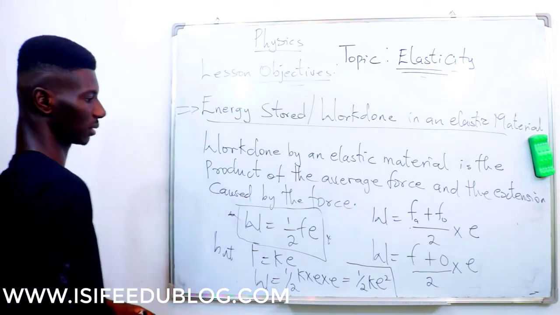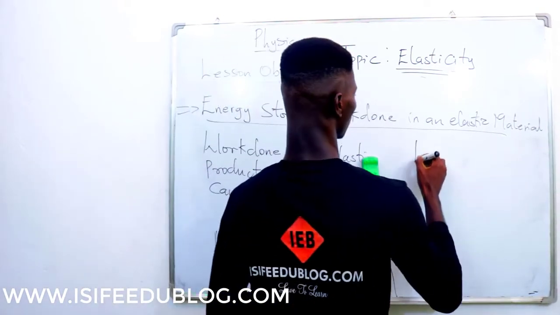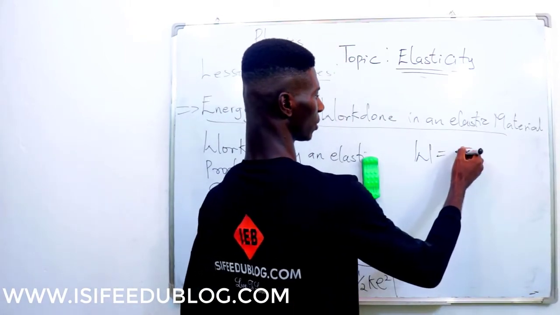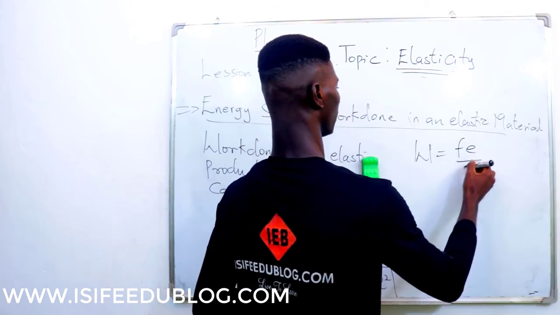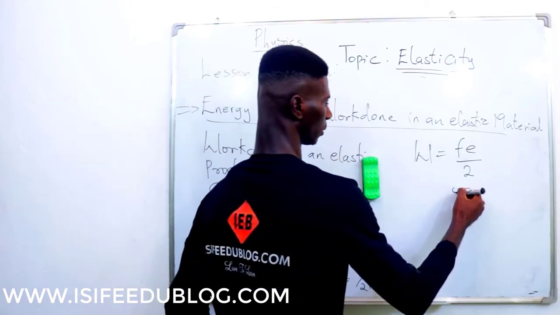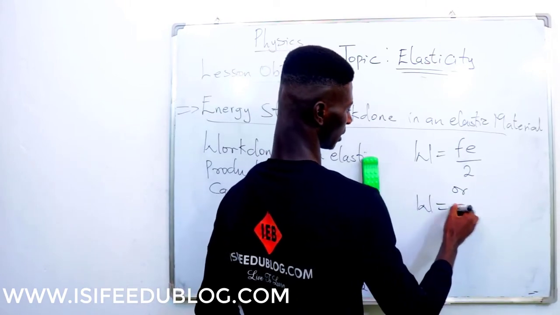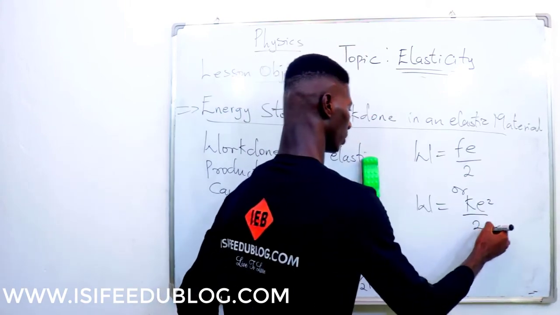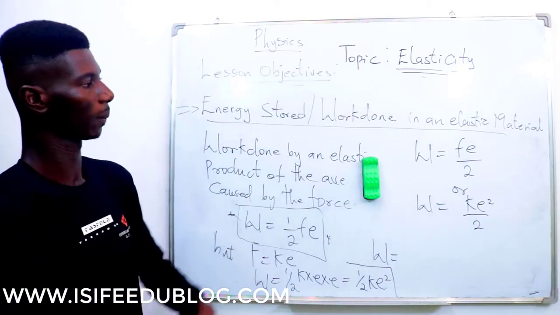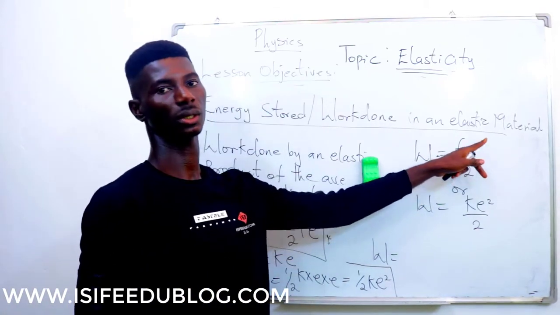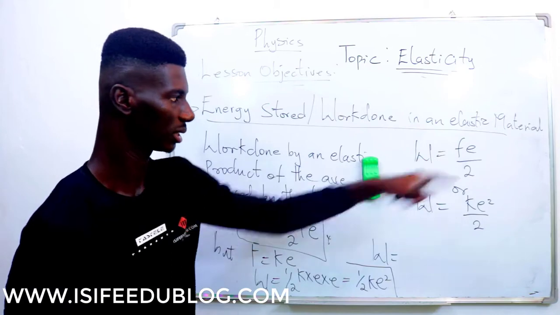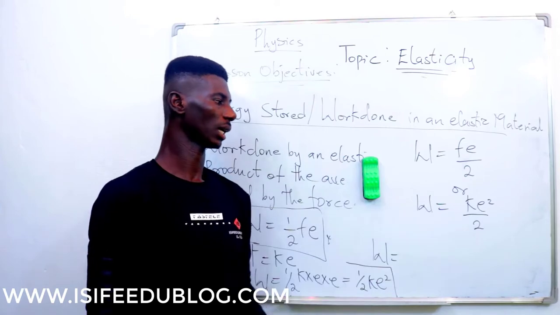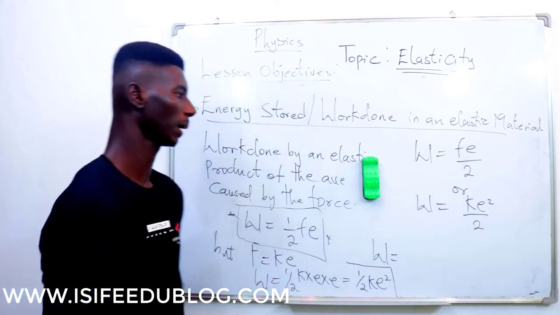So we have 2 formulas for work done. Either you use W is equal to FE divided by 2, or you say W is equal to KE squared divided by 2. So it depends on the question. If you are given the force and the extension and you're asked to calculate the work done, you use this formula. But if you are given the force constant and the extension and you are asked to calculate the work done, you use the other one, and you divide by 2.